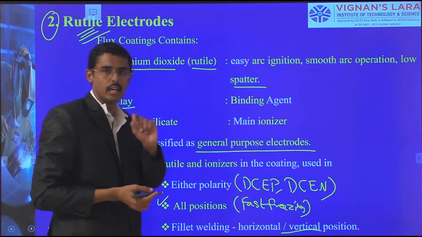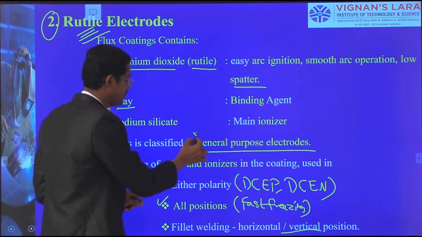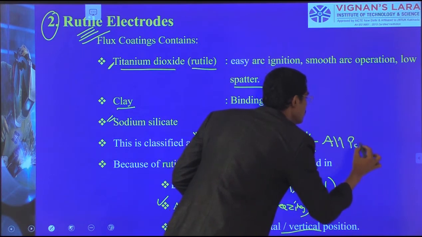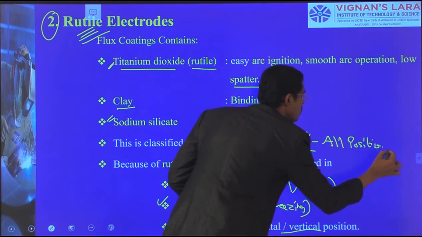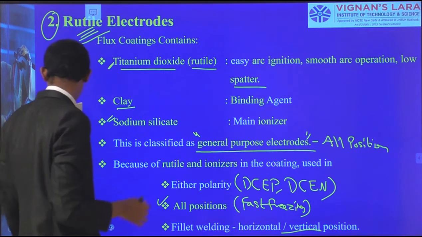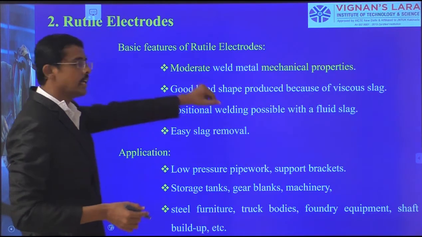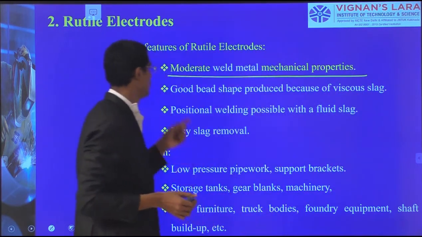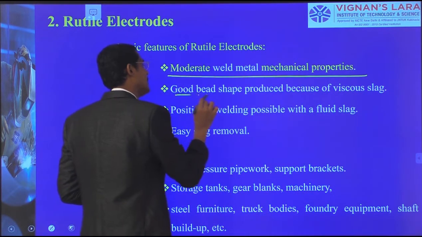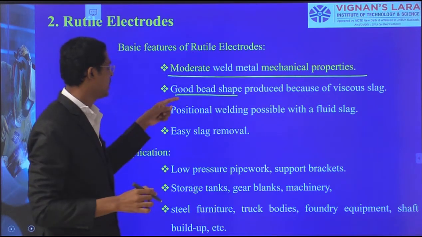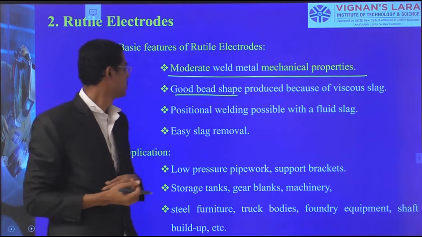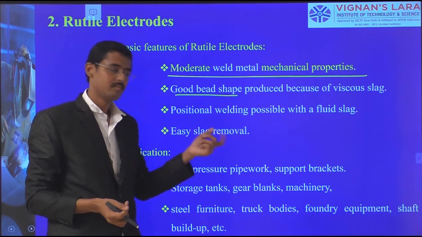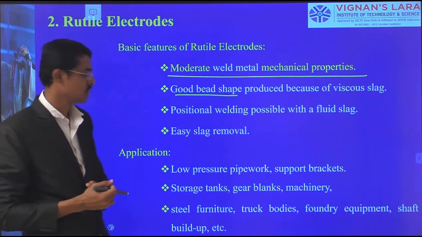Then we can use these rutile electrodes. Already it is known as a general purpose, so it contains all positions. Here also the hydrogen problem is there. So it gives moderate mechanical properties. Good bead shape, as it is fast freezing. We are getting a good bead shape over there. Positional welding can be done in all positions. Easy slag removal is possible.